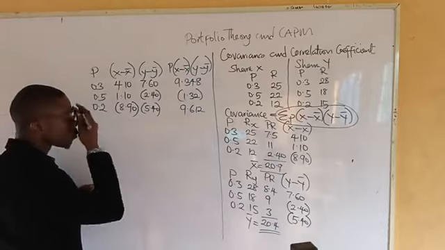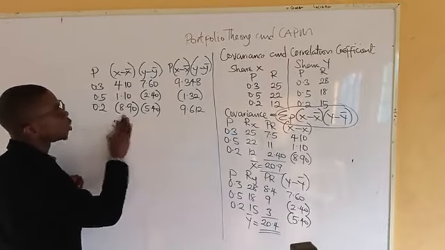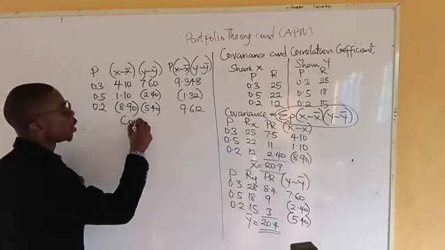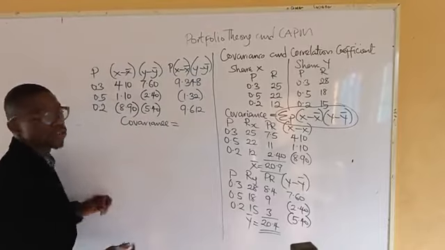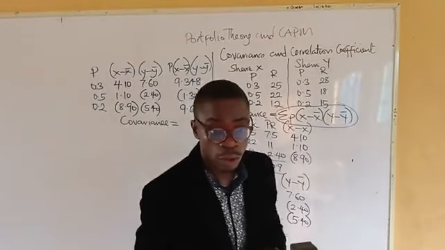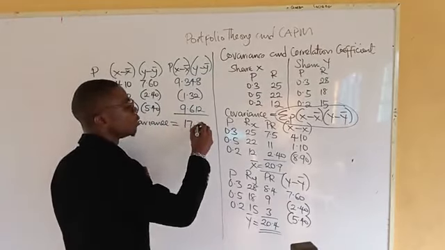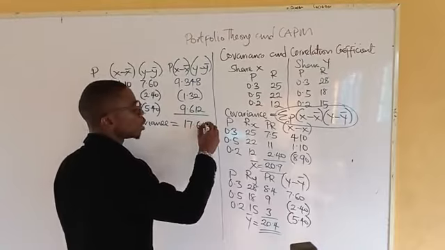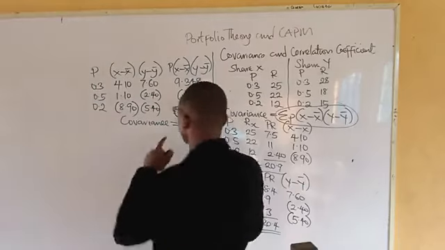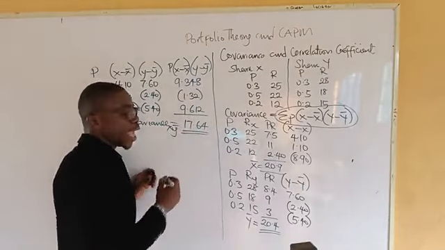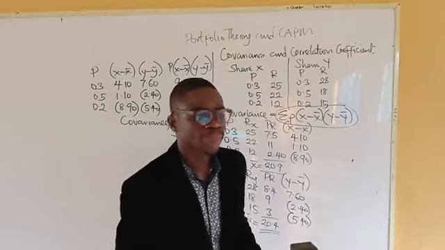So our covariance now, which is the summation. Let me just write it. Covariance will now be adding everything together. What do you have? 17.64. That's our covariance, which means this is the covariance between X and Y.